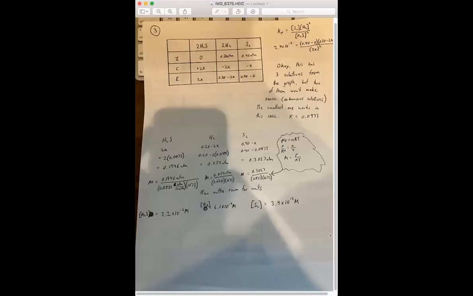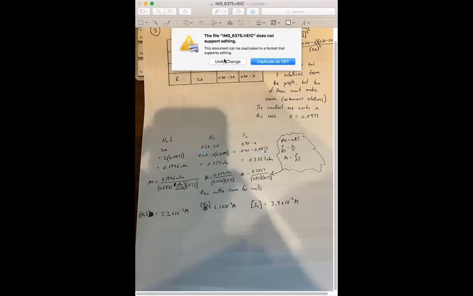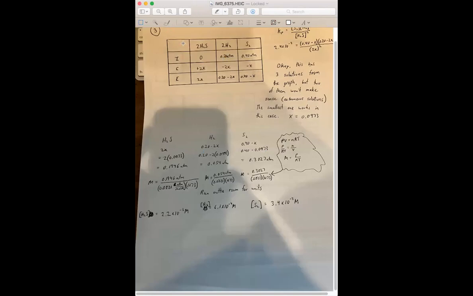All right, so number three, we're using the same equations, but they're giving us different initial information. So this one is giving us information about the stuff on the right side of the equation. Doesn't like me editing that. All right. So, anyway, it's going from this, that's the reactant, to the product.